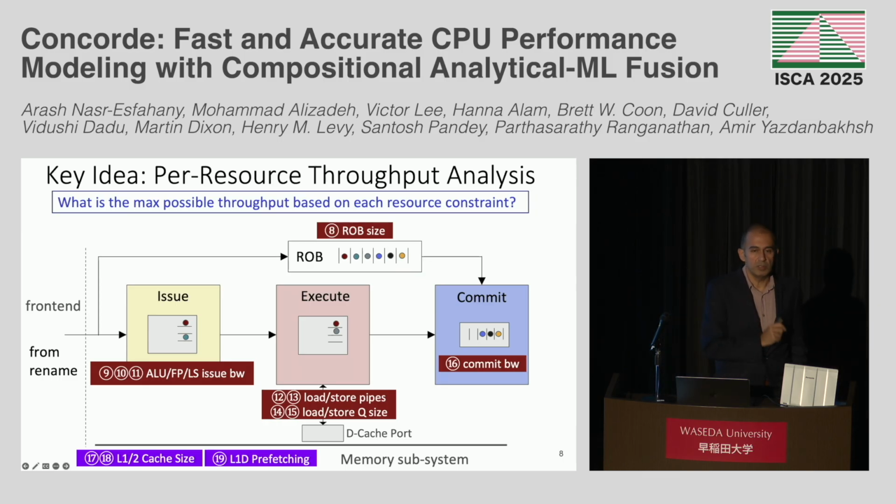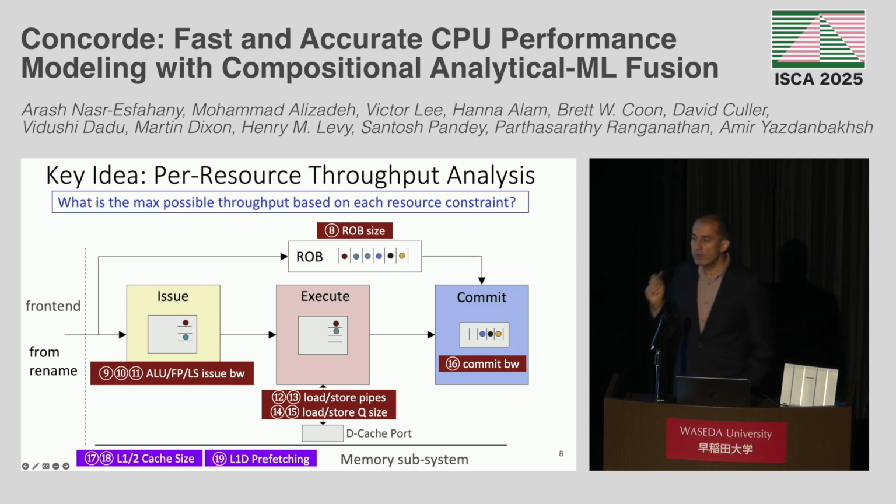So in the end, despite all this complexity that we have in the system, a CPU is really just a collection of queues. And I want you to remember that, right? Each with its own resource constraint. And our key idea is to analyze every queue in isolation and calculate what throughput it imposes, assuming everything else has infinite capacity.